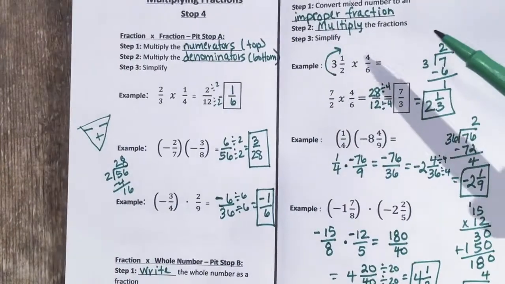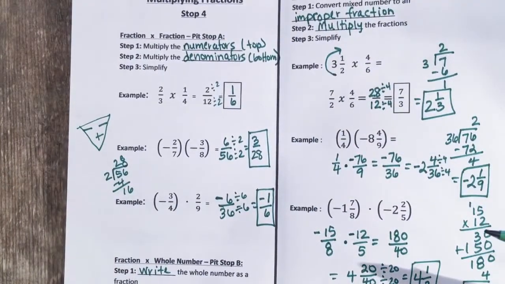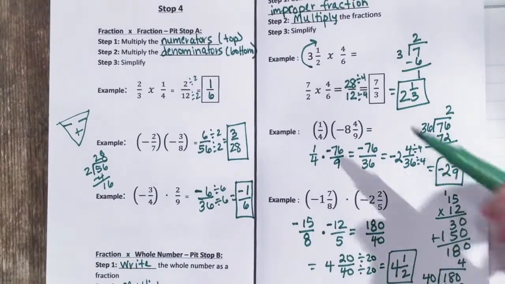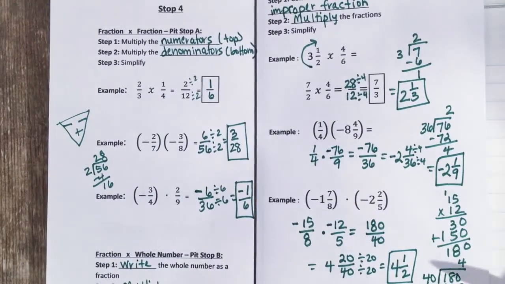Otherwise, when you're multiplying with mixed numbers, just make them improper first. And then, as always, don't forget to simplify. Be careful with positives and negatives, and that's about all.